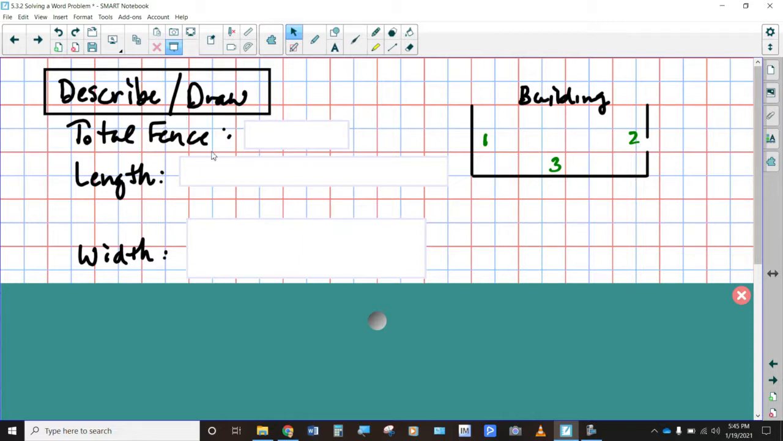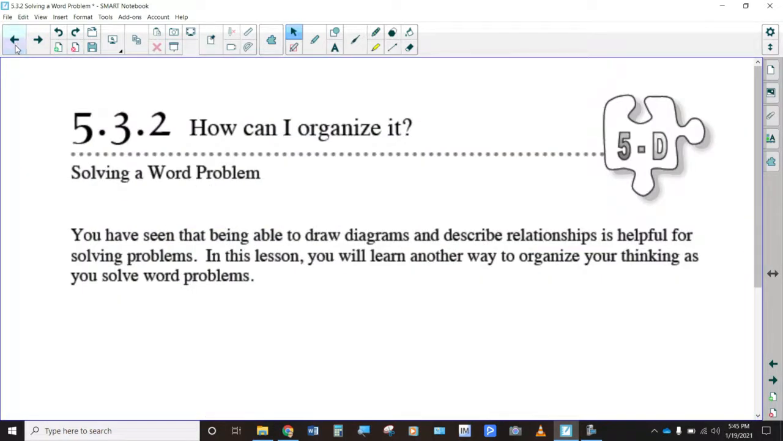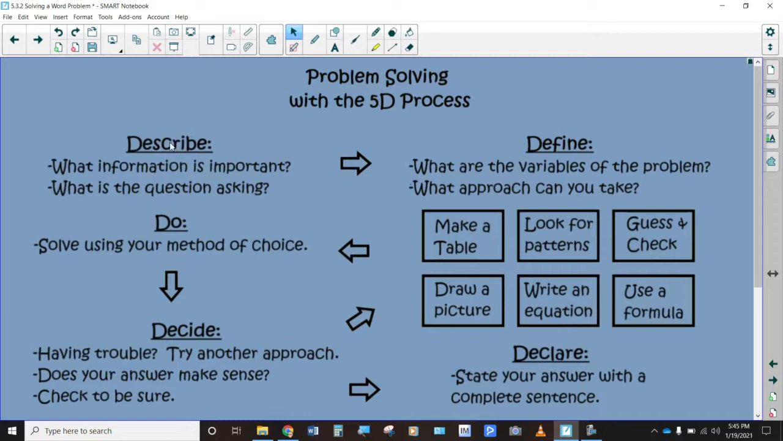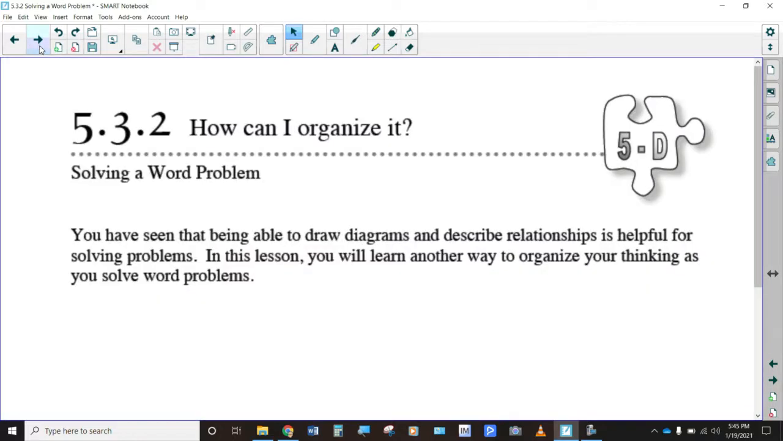So as I'm describing everything, we know a few things from the problem. We highlighted them. We know that the total length of the fence is 183 feet. So we want to record this as a part of the describe and draw section of the 5D process. Remember, describe and draw go together, okay? Even though it says draw a picture down here, generally the way that the CPM looks at it, it's a part of the describe portion. That's where you would do the drawing.